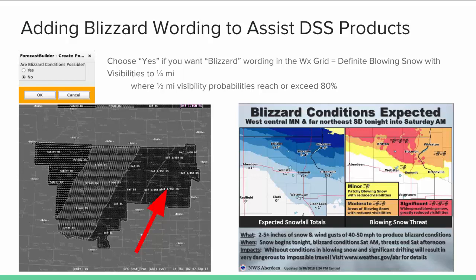By using this discriminator, offices can leverage that weather key or the PoWT blowing snow grid to update DSS graphics for our partners and public.